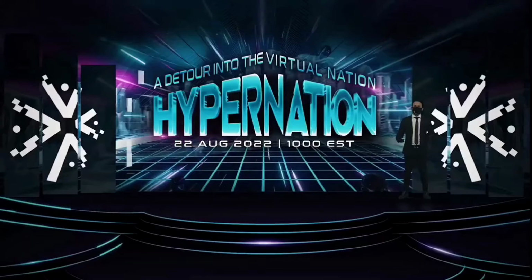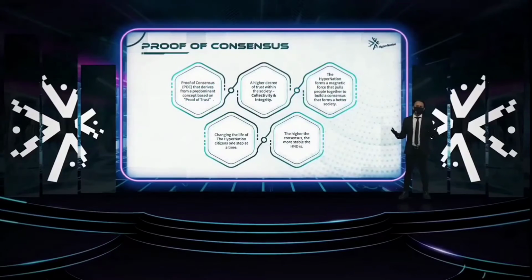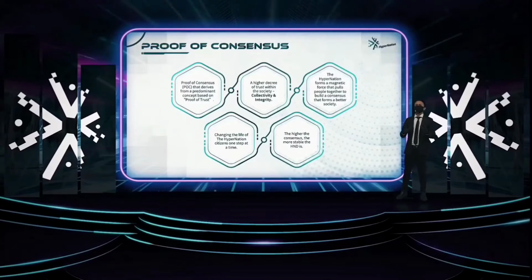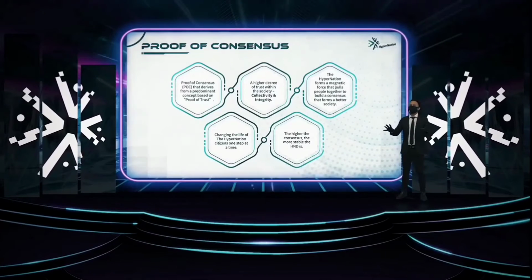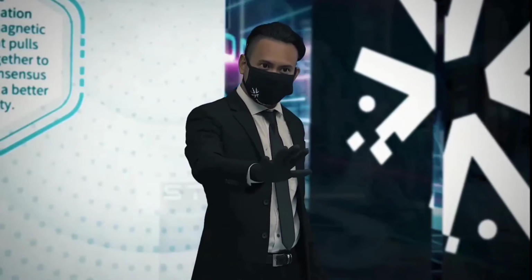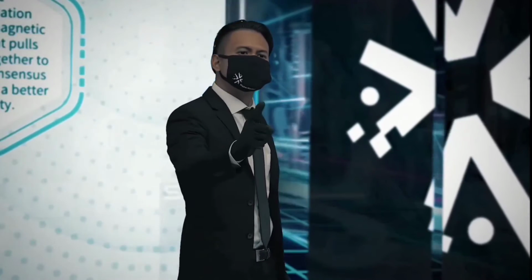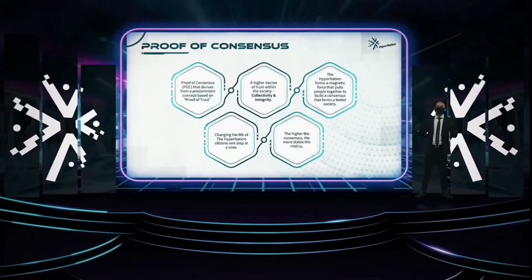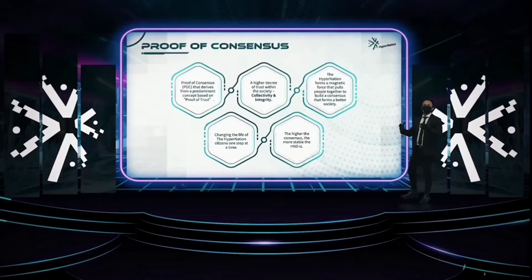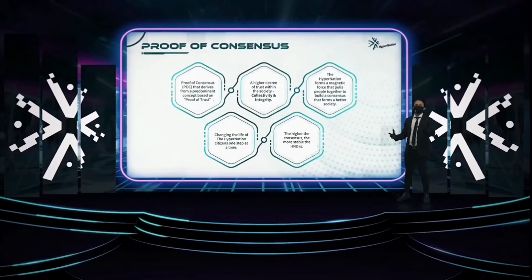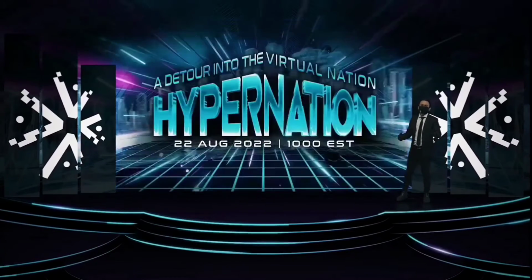This is done through proof of consensus. What is proof of consensus, you might ask? It derives from the concept of proof of trust. Within HyperNation's context, this can be achieved through the high degree of trust amongst HyperNation citizens. HyperNation strives to band its citizens together in order to build a consensus for a better society. The higher the consensus, the more stable HND is.